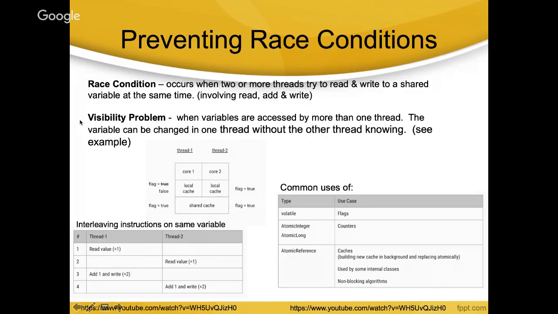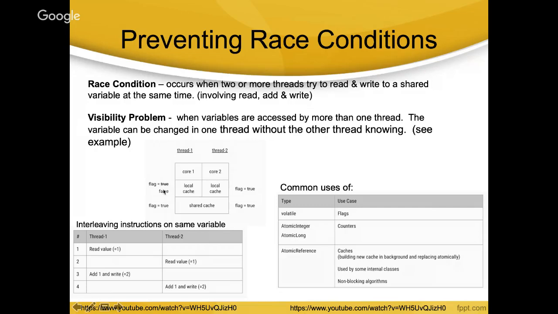So, a visibility problem is when variables are accessed by more than one thread, and the variable can be changed in one thread without the other one knowing. So let's look at this picture right here. Thread 1 gets a copy of the same variable and puts it in its local cache, and thread 2 does the same thing.